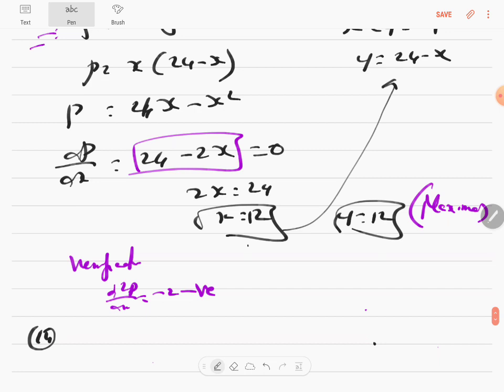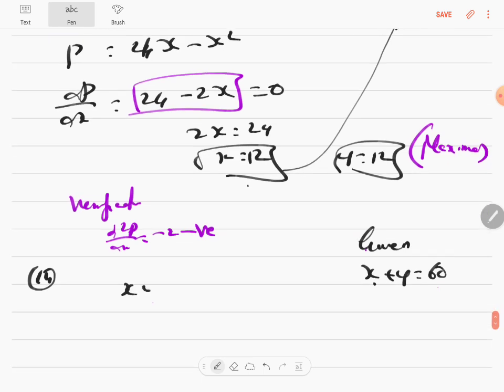Find the two positive numbers x and y such that, means given. Such that means, Madhav, it's given. Yes. x plus y is equal to 60, right? Given on the right side. Listen. x plus y is equal to 60 on the right side. What has to be maximum or minimum? x y cube has to be maximum or minimum.